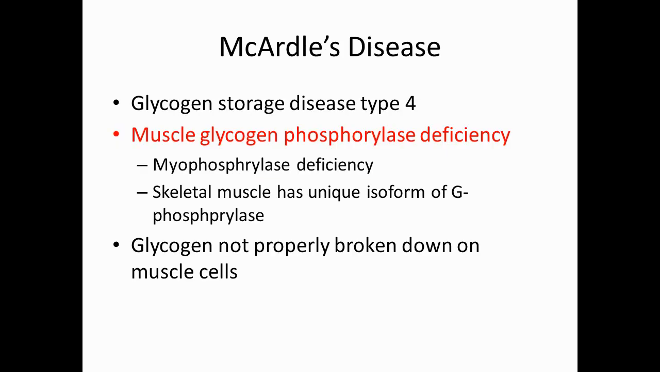McArdle's disease, which is the last disease that we are going to discuss in this video, which is also called glycogen storage disease type 4. In this disease, there will be deficiency of glycogen phosphorylase. In muscles, there will be especially myophosphorylase deficiency. Skeletal muscles have a unique isoform, which is muscle phosphorylase. So glycogen cannot be properly broken down in muscle cells, therefore we will see the symptoms of muscles in this disease.